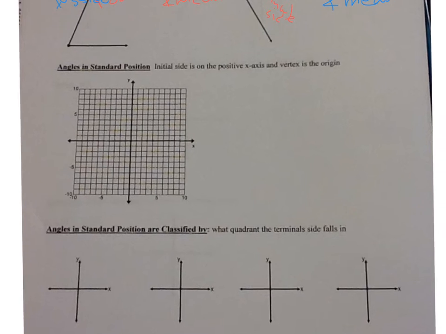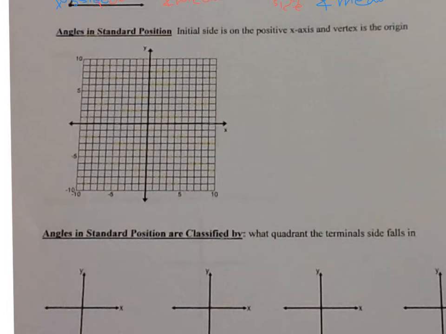Okay, so let's talk about angles that are in standard position. Angles in standard position are when your initial side is on the positive side of the x-axis and the vertex is at the origin, which is (0, 0). Just a quick review, when you have a graph, this is quadrant 1, this is quadrant 2, quadrant 3, and this would be quadrant 4. An angle in standard position would start from the positive x-axis, so starting from here, that's your initial side.